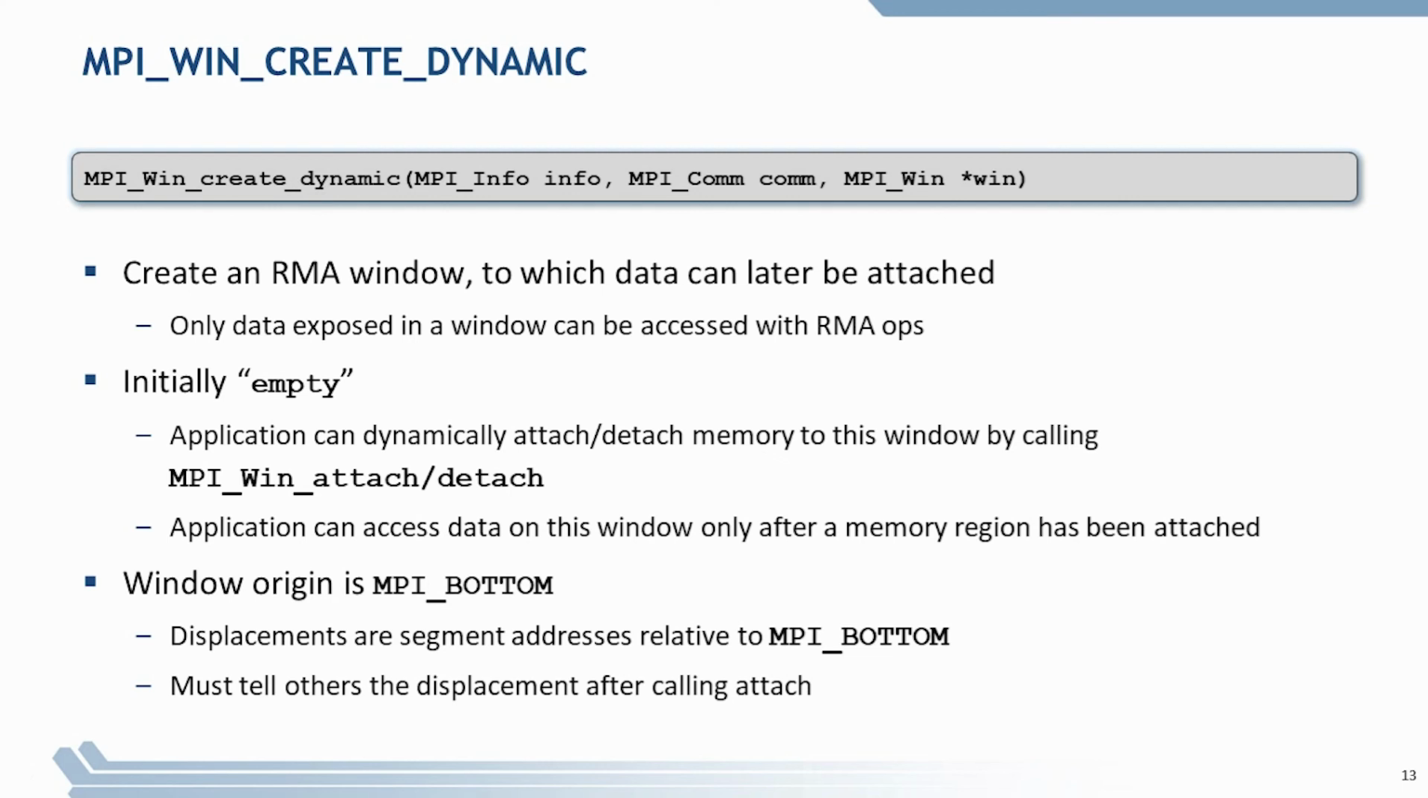So all you do is you provide it the info and the communicator, and you get back this window object. And when you get that back, there is no memory available yet. That will have to be added later. There's an MPI win attach, which attaches memory to a window, and detach. Win attach and detach can only be used with a window that comes back from MPI win create dynamic. Again, this is part of MPI trying to optimize for some different cases. The reason we didn't start in MPI 2 with something this general is that this introduces additional costs. And so if you don't need that, you don't want those costs.